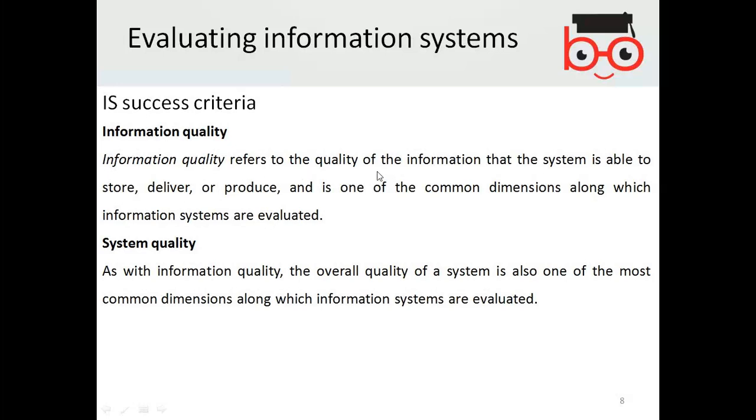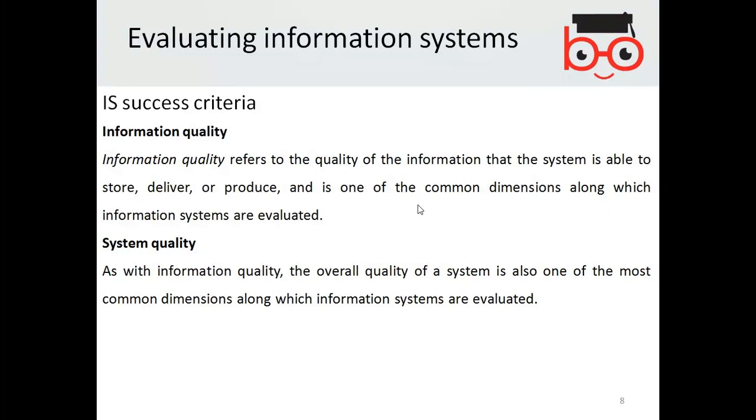Information quality refers to the quality of the information that the system is able to store, deliver, and produce, and is one of the common dimensions along which information systems are evaluated. So information quality refers to the information that the system is able to store, deliver, and produce. Whatever information the system has to store, deliver, and produce, these dimensions should have a quality.